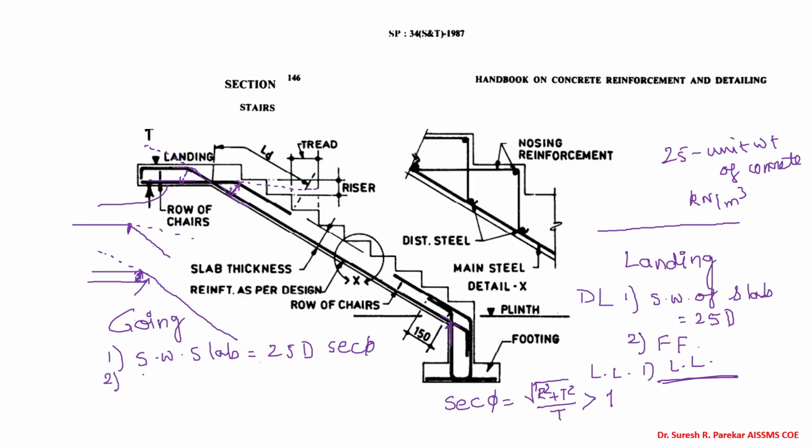Then second, we have weight of stair. This we are going to take as 1.5 r. So 25 into 1.5 r, that is for your self weight of step. Then third, we have the floor finish, and then we have live load. So the change we have here is sec phi. And here we have the weight of step, 25 r by 2, so that we have to add.